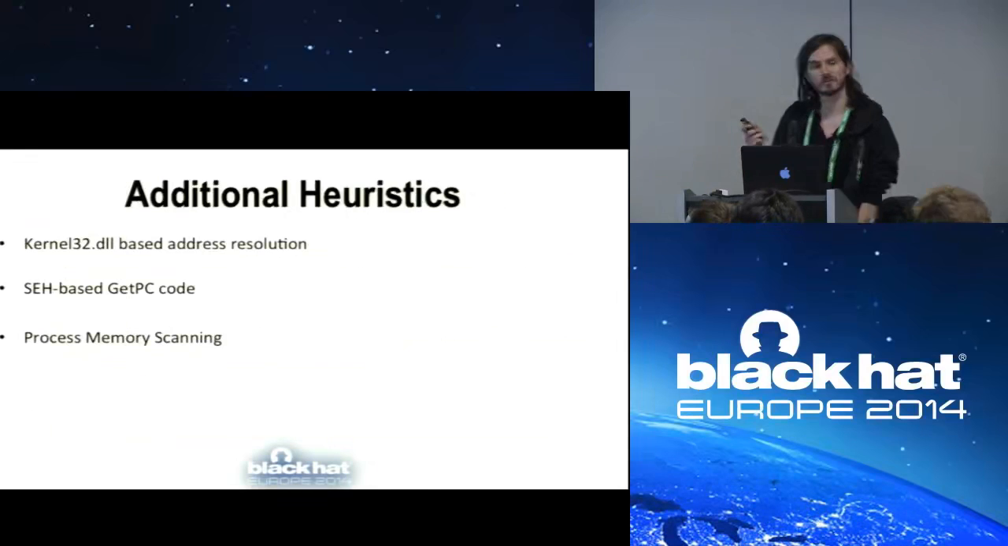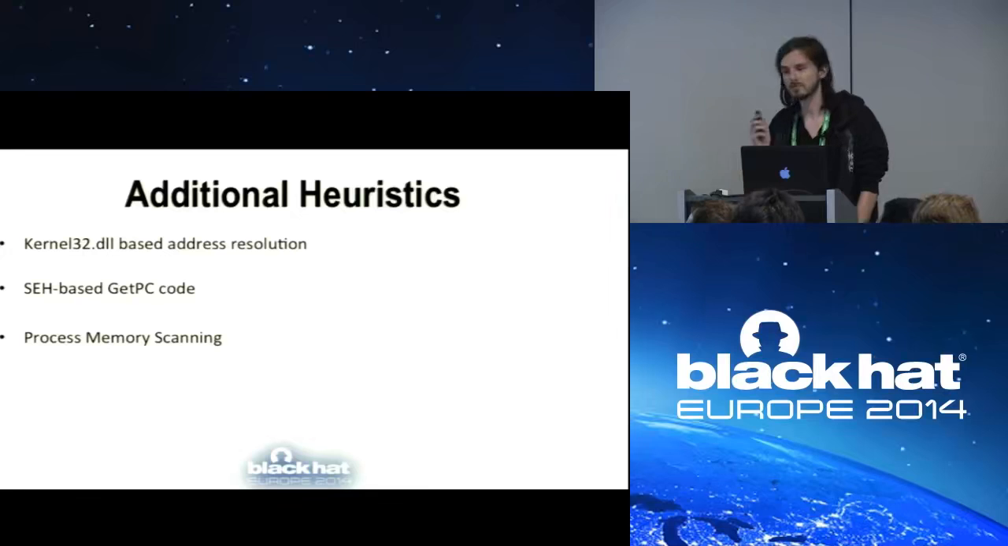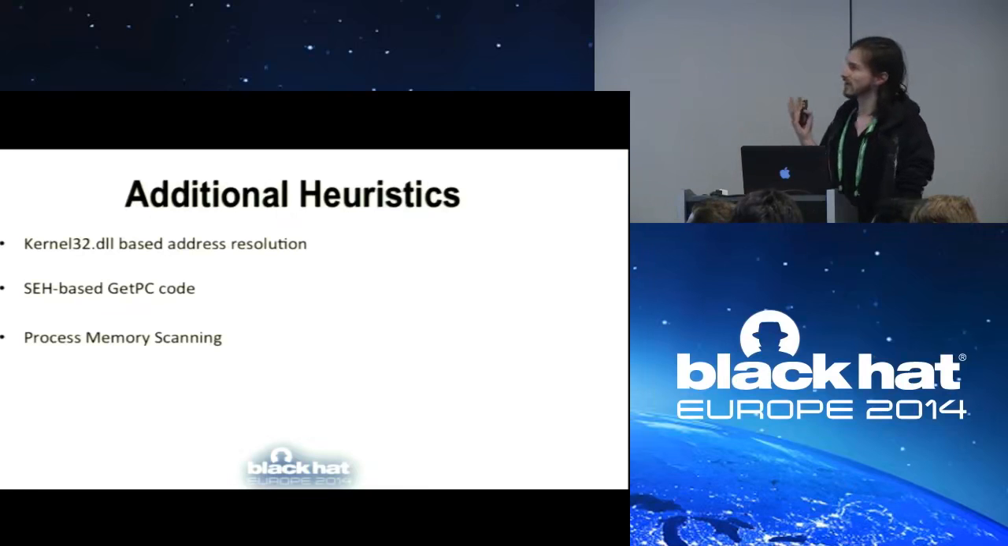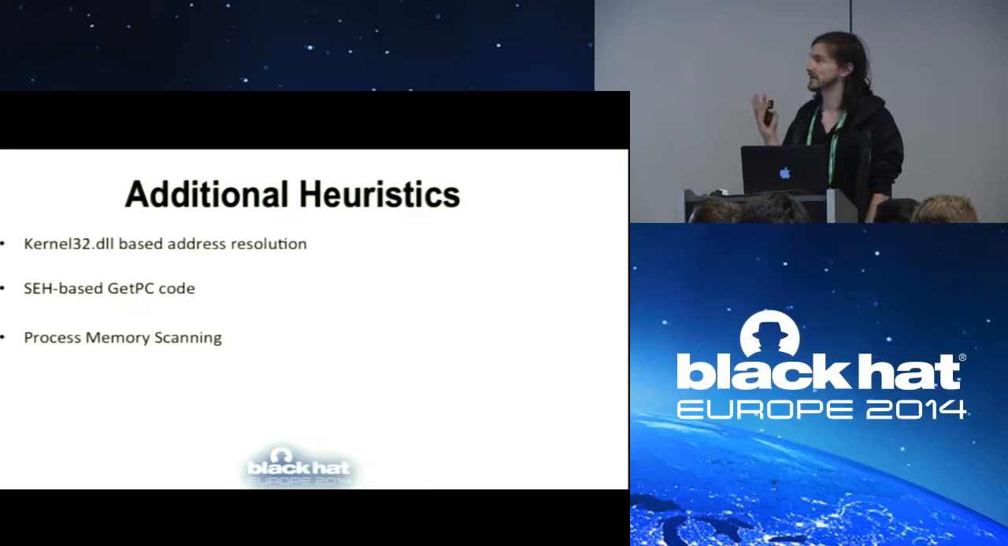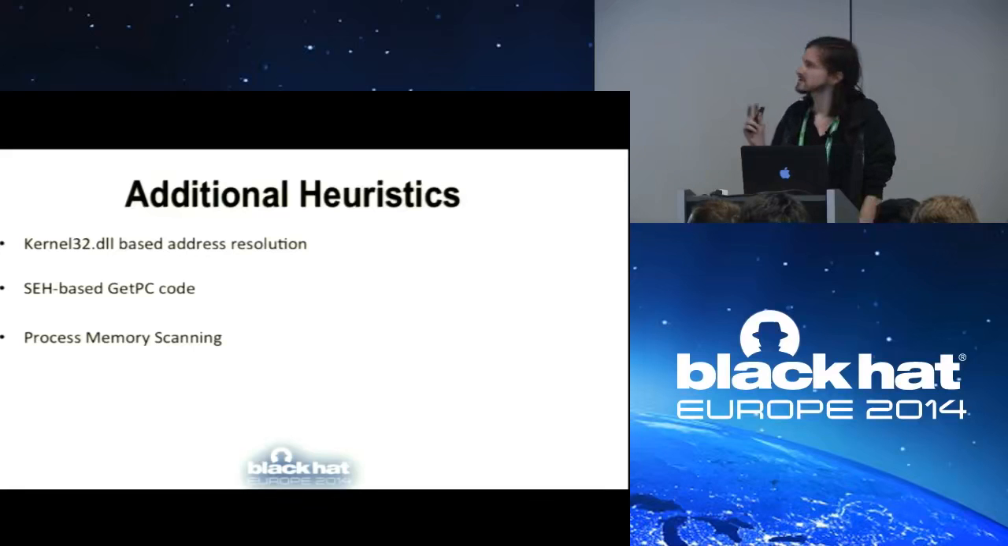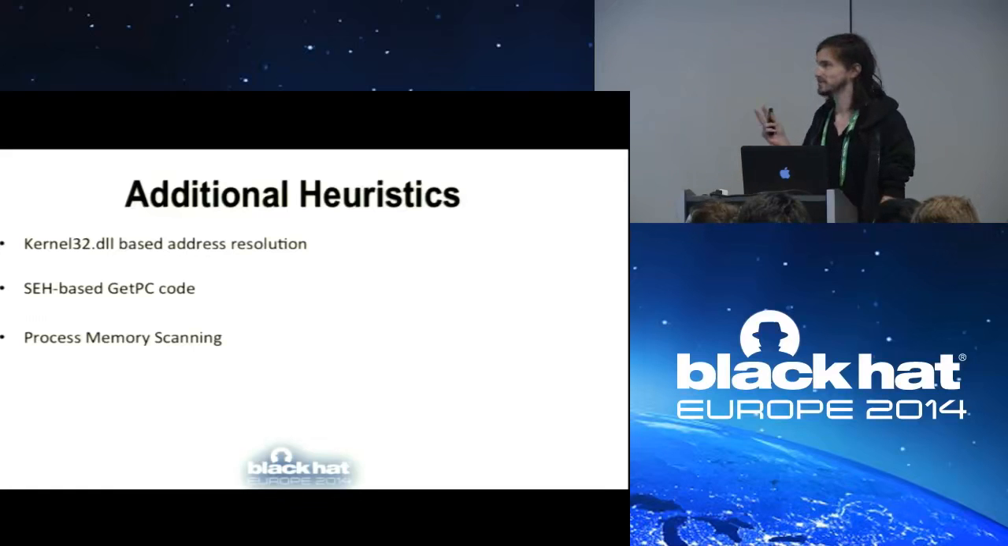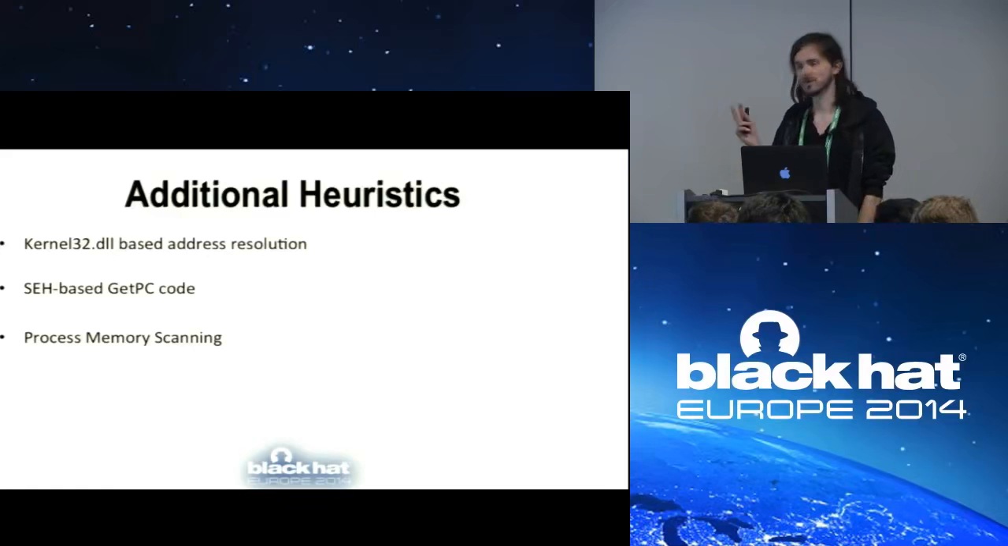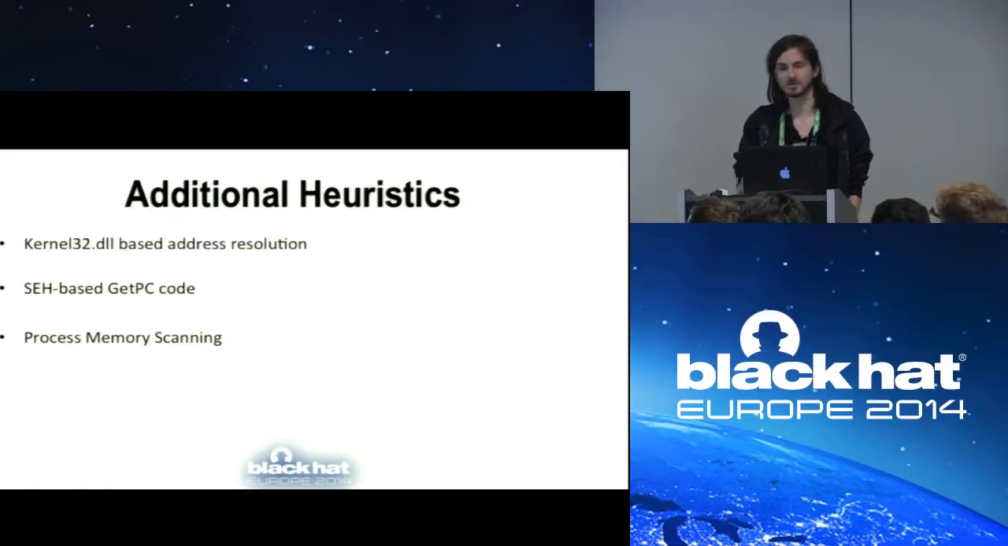So NEMU added a lot of additional heuristics to this, which are mainly based on Windows shellcode, but similar heuristics could be developed for Linux. The primary one is kernel32.dll base address resolution, which we'll discuss in detail in the next slides. The second is structured exception handler based getPC code, and the third is process memory scanning, also known as egg hunting.